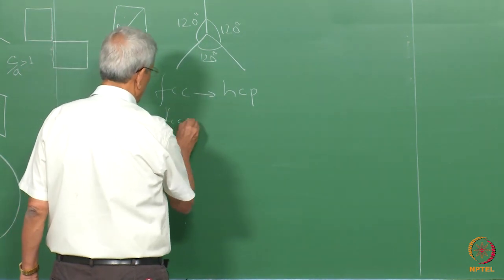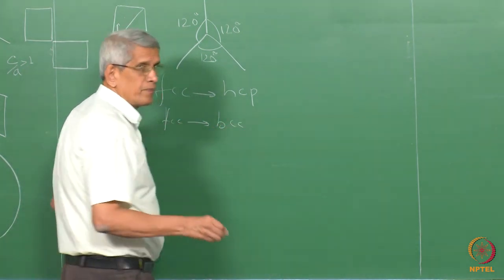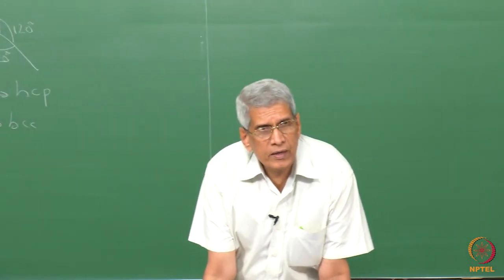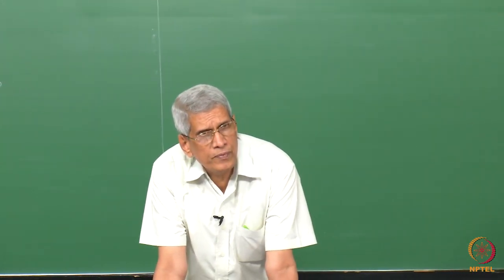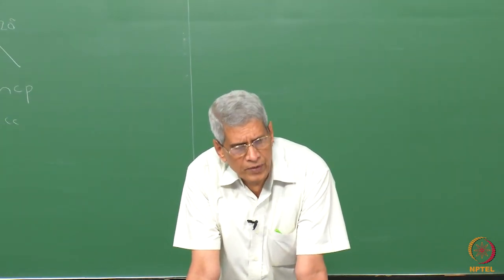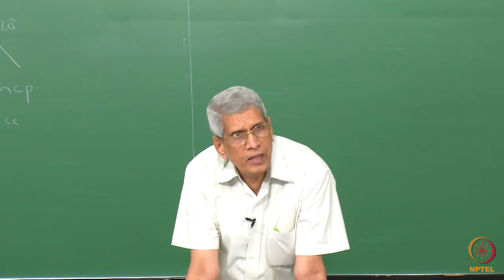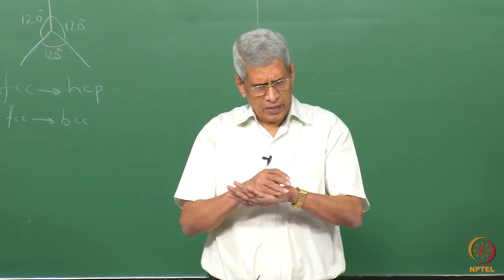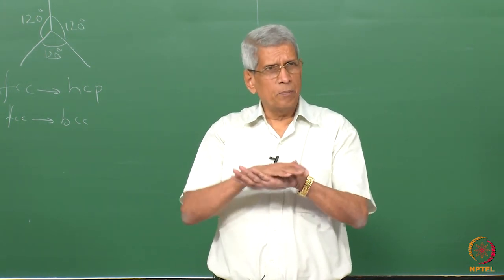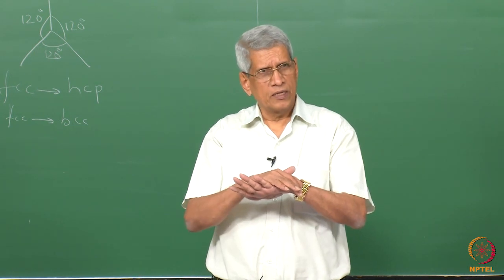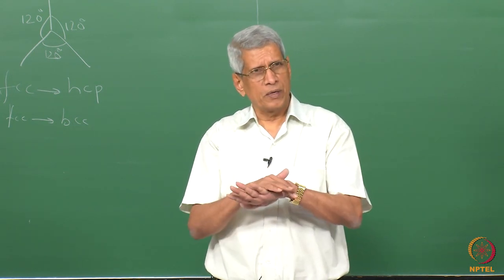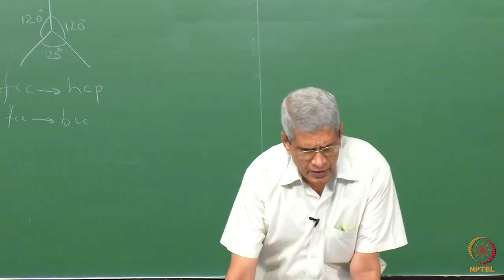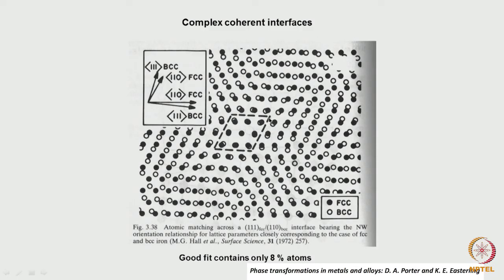The other example which we can take is in iron, the transformation from FCC to BCC. What is the close packed plane in FCC? It is 111. The close packed plane in BCC is 110. But if they form with these planes, this is the best plane where the interfacial strains could be reduced to a minimum, but it's not completely. Because of that, in these sorts of interfaces, it is called a complex coherent interface.